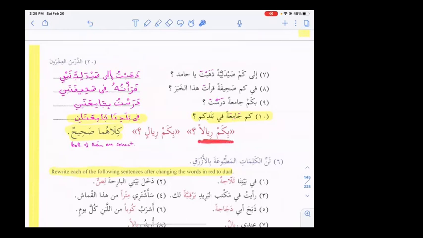Become rialan. This is normal. Rialan is tamiz, with fatah. Or you can say become rialin. Same meaning. Both of them are correct. But I take it as a joke. Become rialan: this is your tamiz, proper tamiz, mansub. Become rialin.